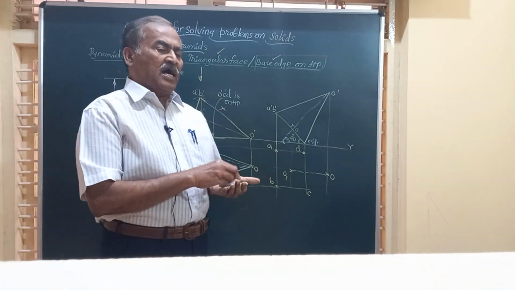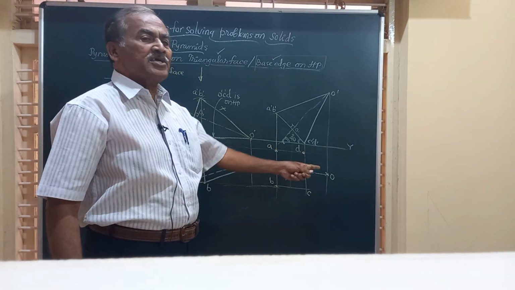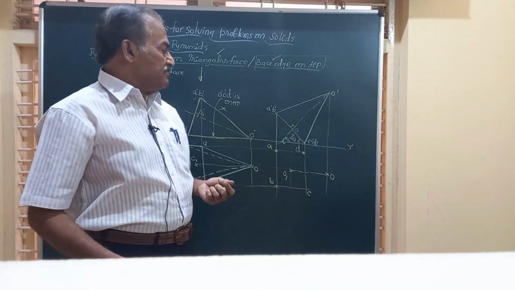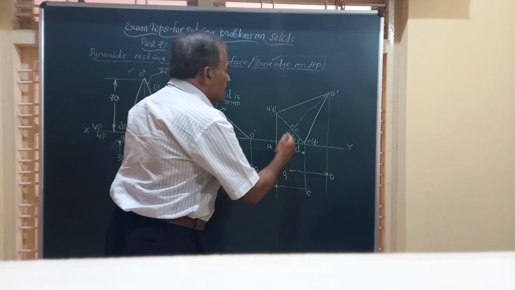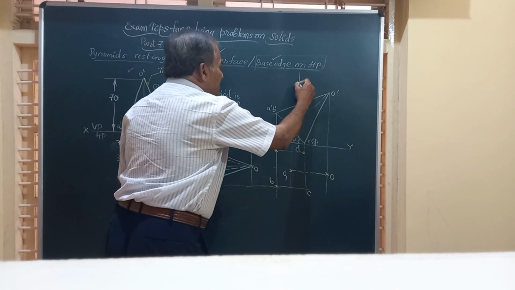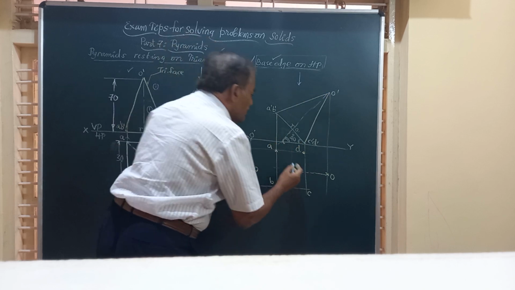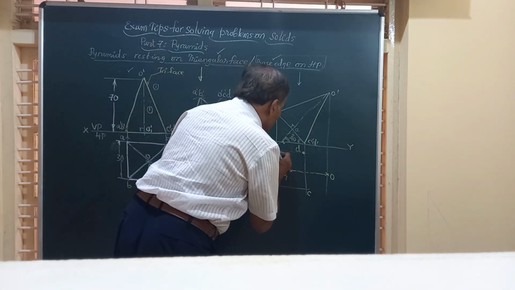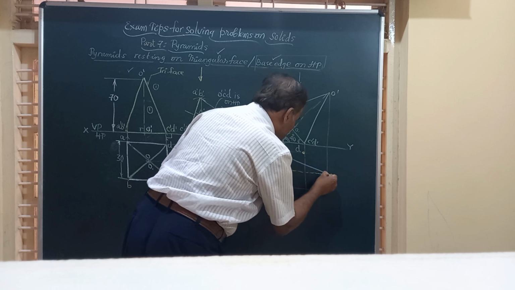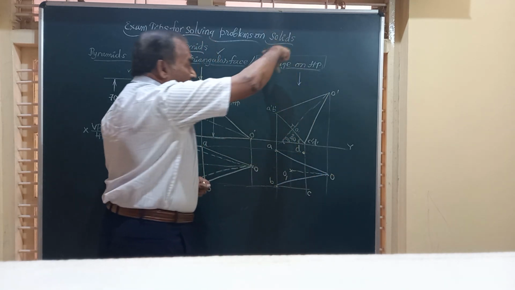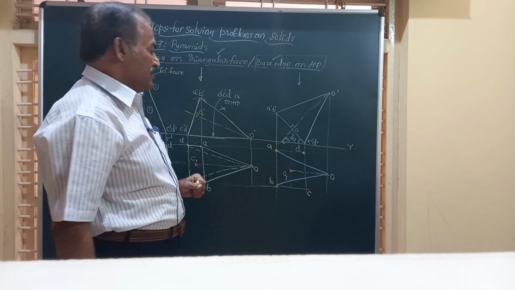And friends, I have to join this vertex O to all these corners. Before that, let me see how. If you look from the top, friends, you can see OA, you can see OB. So friends, I will just join O to A by a full line, O to B by a full line, because OA and OB are visible to the observer.